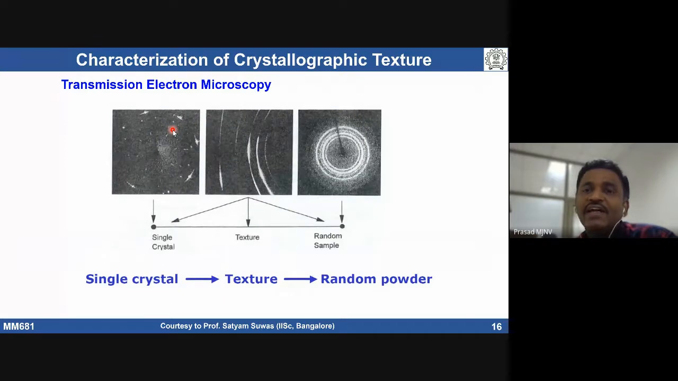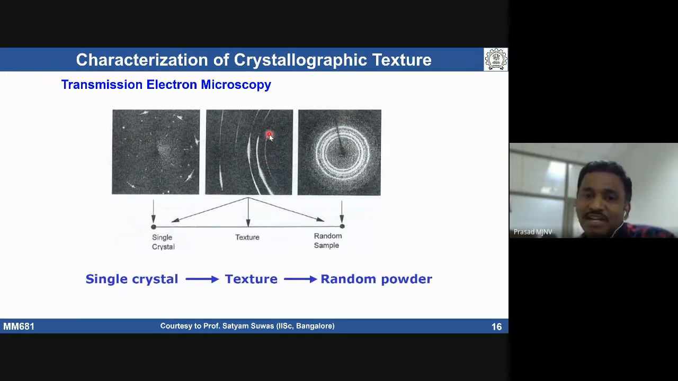Typically, if it is a single crystal, we get this kind of spots in the electron diffraction pattern. If it is a random polycrystal, we get a ring pattern. If there is some texture, we see strong intensity at some places in the ring pattern, but the ring is not fully bright. At certain places we get a bright spot, and at certain places less intensity.